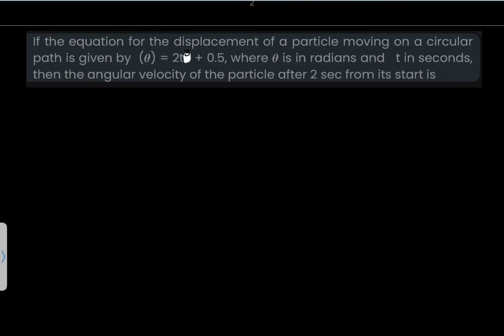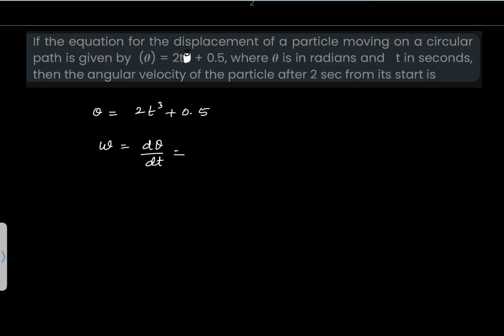Okay, the equation for the displacement of a particle moving on a circular path is given by theta as a function of time, something like 2t^3 + 0.5. If theta is in radians and t is in seconds, find the angular velocity of the particle after 2 seconds from its start. So if I want to calculate omega, because it's asking angular velocity, the relation between omega and theta is very simple. Omega is equal to d theta by dt. So we have to differentiate this given function.